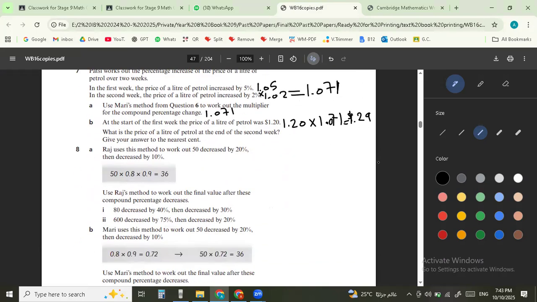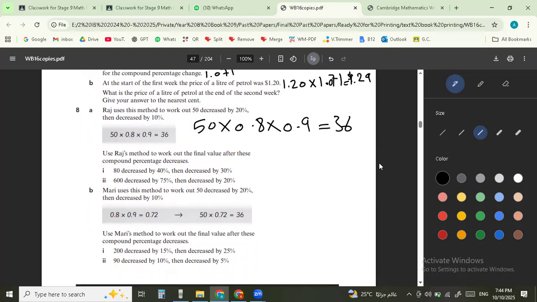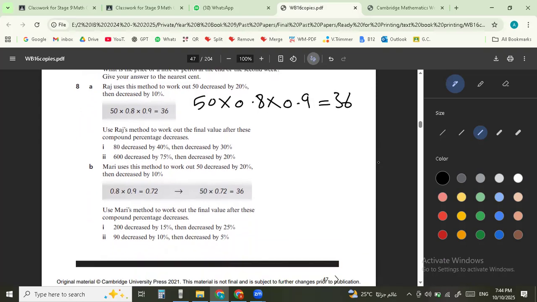Raj uses this method to work out 50 decreased by 20%. So 50 decreased by 20% means it will become 80%, which is 0.8. Then decreased by 10%, which is 0.9. He used this method and it gave him 36. They want you to use the same method to work out the final value after these compound percentage decreases. The same thing exactly that we did up there, but it is decreases.